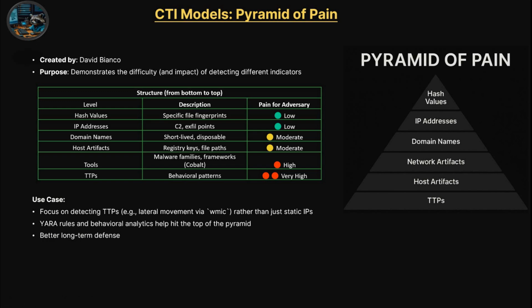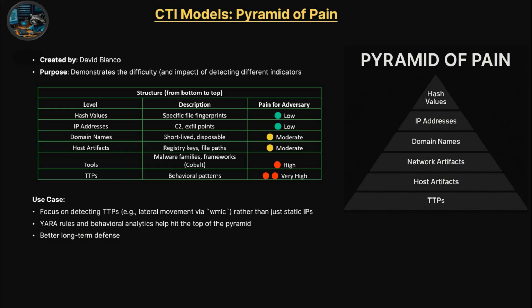At the bottom, we have TTPs, then host artifacts, network artifacts, domain names, IP addresses, hash values, etc. So the structure is from bottom to top, as I have mentioned. The levels are: hash values, specific file fingerprints, pain for the adversary low; IP addresses, C2 endpoints, low; domain names, short-lived, disposable, moderate; host artifacts, registry keys, file paths, moderate; tools, malware families, frameworks, for example Cobalt Strike, high; TTPs, behavior patterns, very high. So what is the use case in CTI?